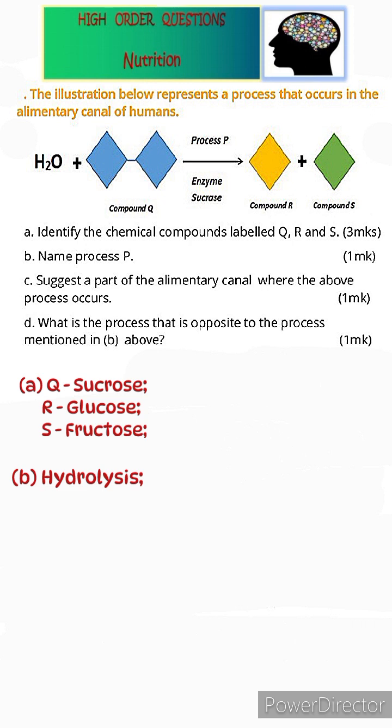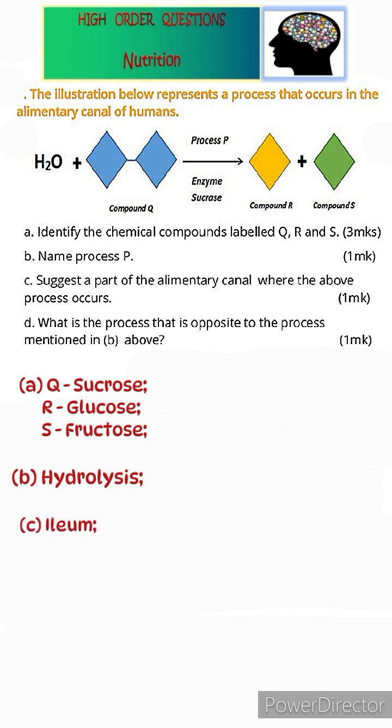Suggest a part of the alimentary canal where the above process occurs. So this process occurs in the ileum. Why do I say so? Because in the ileum, you have intestinal juice, which is also known as succus entericus, and within this intestinal juice, there's enzyme sucrase, which acts on sucrose. So the part of the alimentary canal is the ileum.